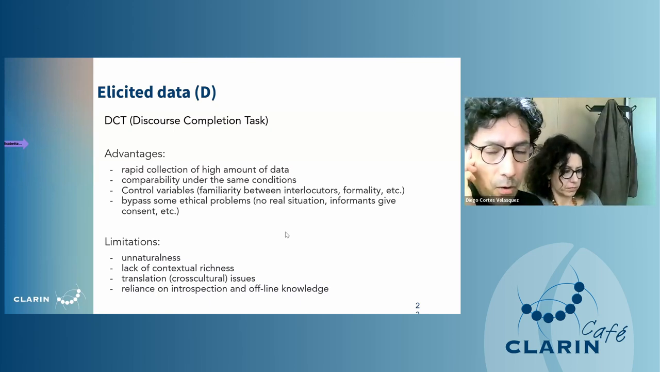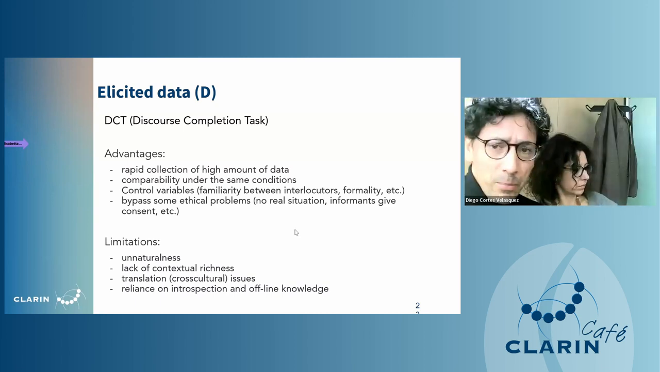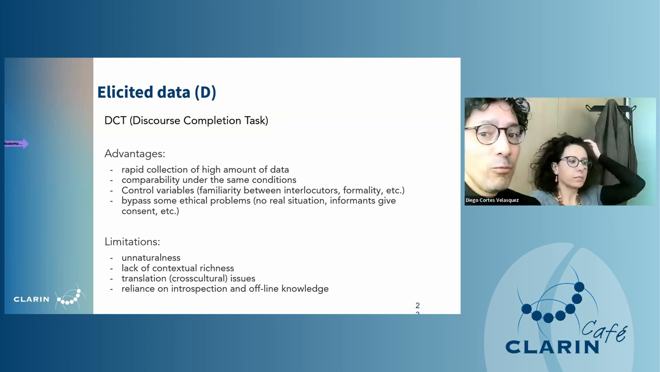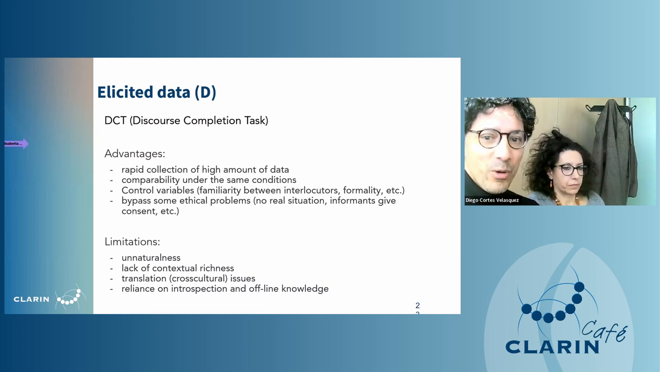And most of all, we have to rely on introspection and offline knowledge. So the informants write what they think they would say in that situation and not actually what they say in that situation. So we ask them to produce a reaction that is how they perceive that situation and not actually that situation in their real life. So that's why this is related to the unnaturalness of the data collected here.